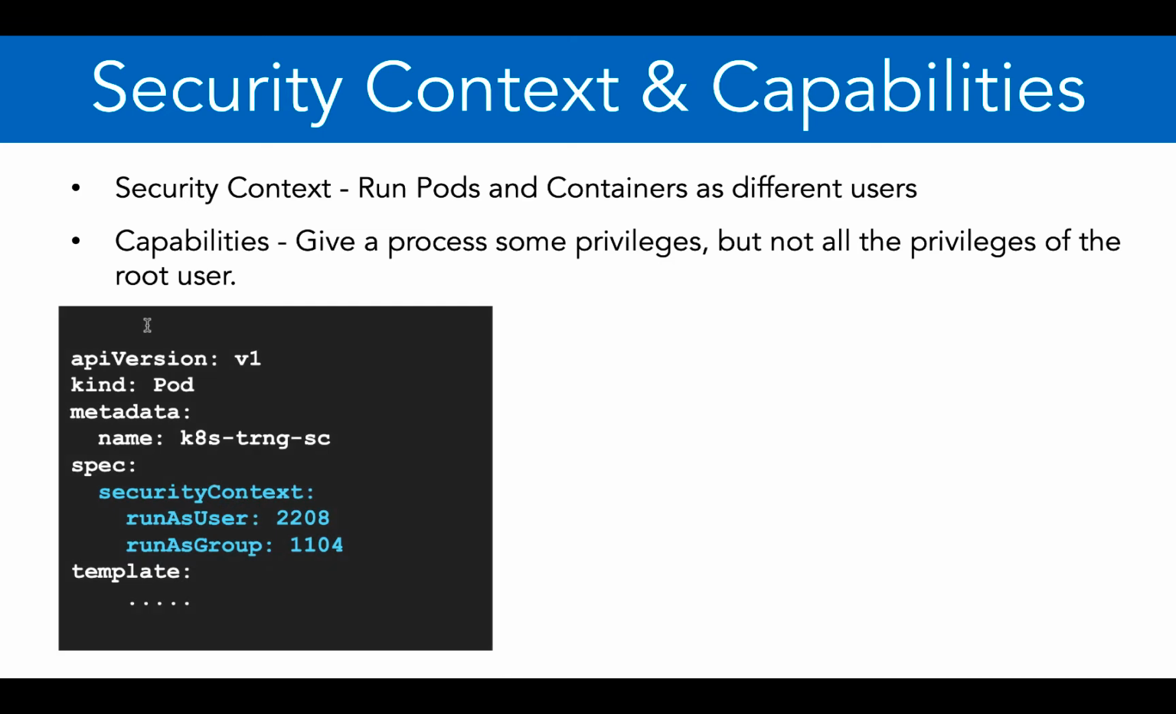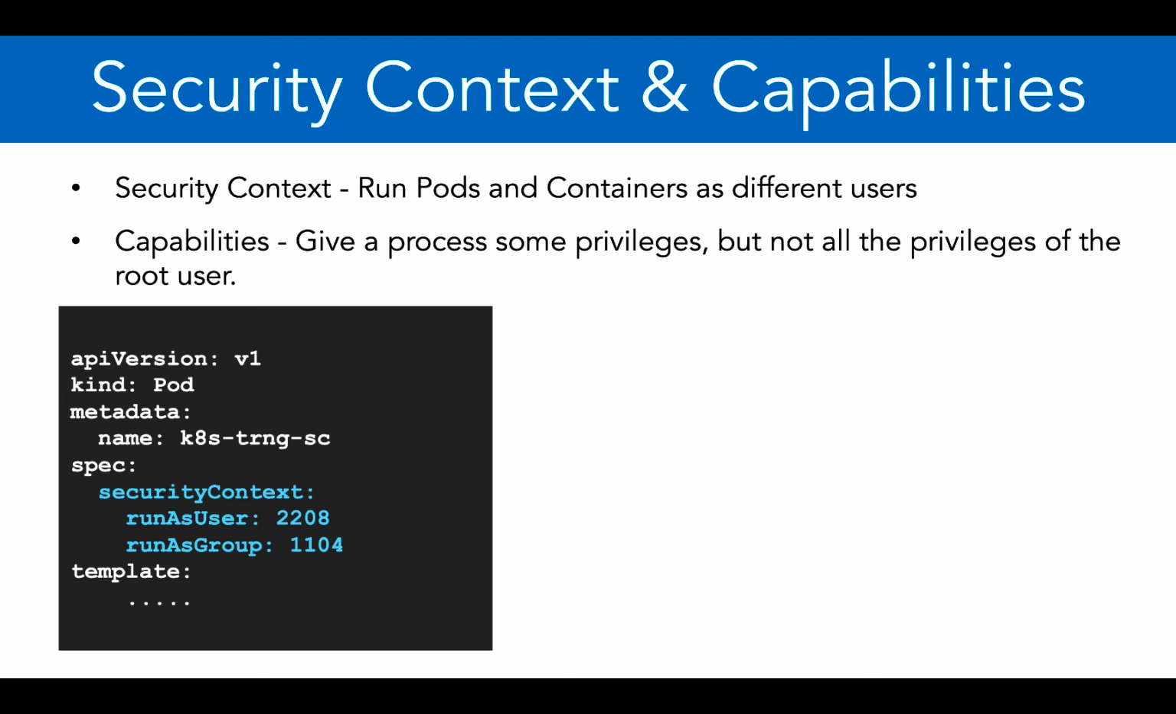And this is how the manifest file would look. The kind is pod here. Of course, you can mention it in the pod template of a deployment. In the specification section, you mention something called security context. In the security context, you mention to run the container as user 2208 and as group 1104. So this is how you mention security context for a particular pod or container.